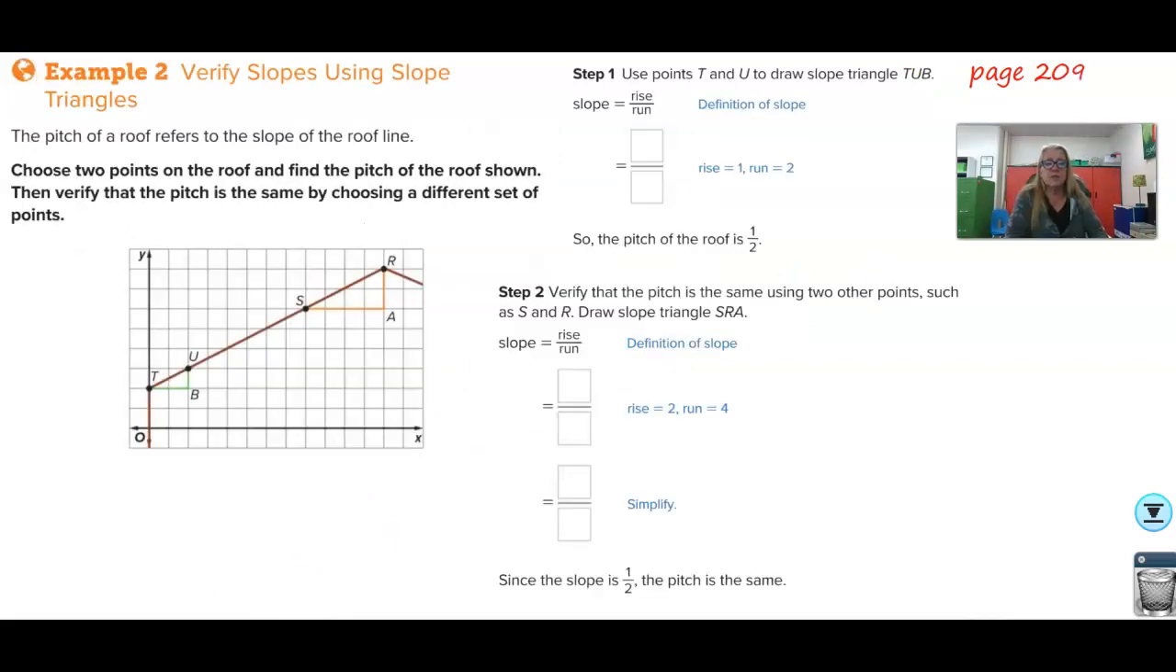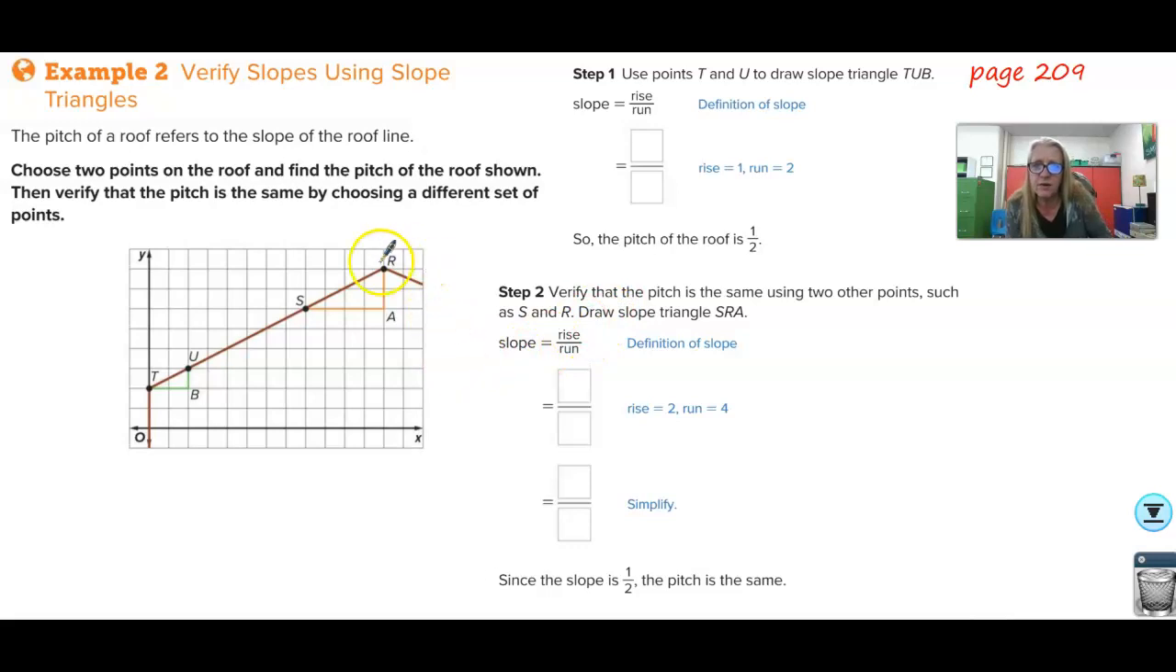Verify slopes using slope triangles, okay? The pitch of a roof refers to the slope of the roof line. So when you say pitch of the roof, they're saying it's basically the slope of the roof. Choose 2 points on the roof and find the pitch of the roof shown. Then verify that the pitch is the same by choosing a different set of points.